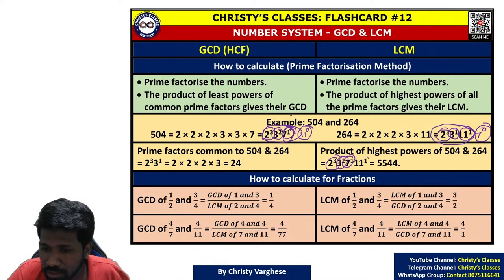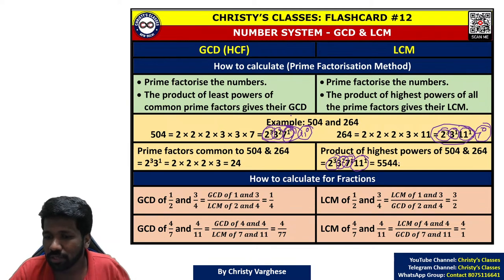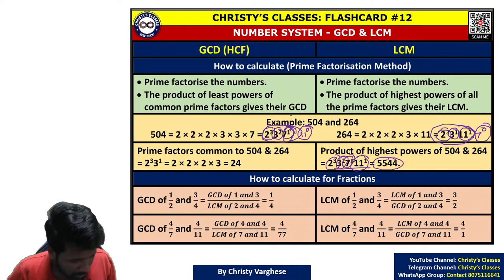So take 11 raised to 1, and multiplying these you will get the least common multiple.